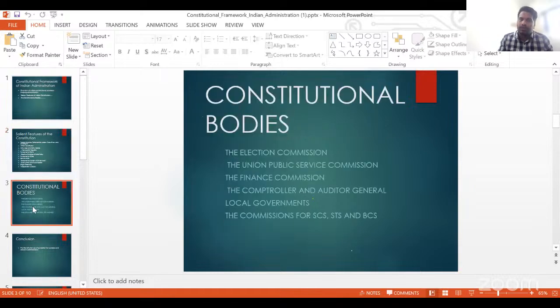Next, coming to constitutional bodies, we have dealt with constitutional bodies like the Election Commission, Union Public Service Commission, Finance Commission, CAG, the 73rd and 74th constitutional amendment acts, and the National Commissions for SCs, STs, and BCs. This is the chapter related to unit 3.